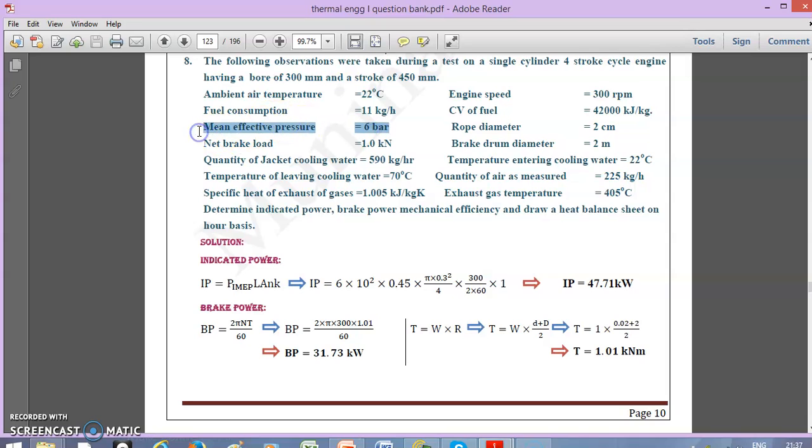Kindly keep in mind that if it is simply mean effective pressure given, then we can take that as indicated mean effective pressure, PIMEP. Rope diameter is 2 centimeter, net brake load is 1 kilonewton, and the brake drum diameter is 2 meter. These three data, rope diameter, net brake load and brake drum diameter, are to calculate the torque of the engine. The type of loading of the engine is mechanical loading, that's why it is a brake drum type.